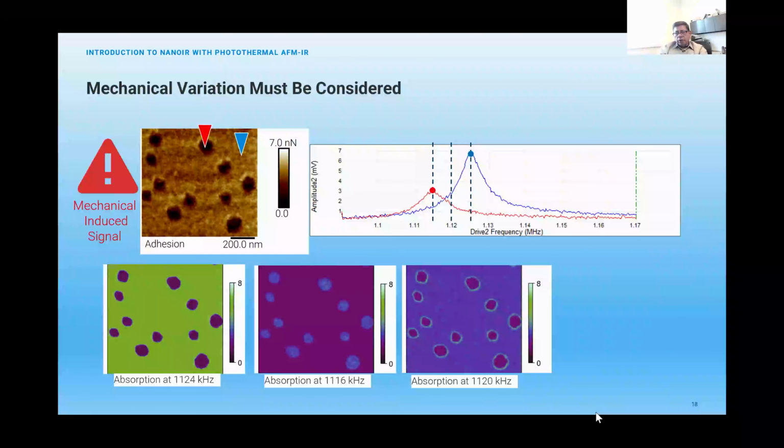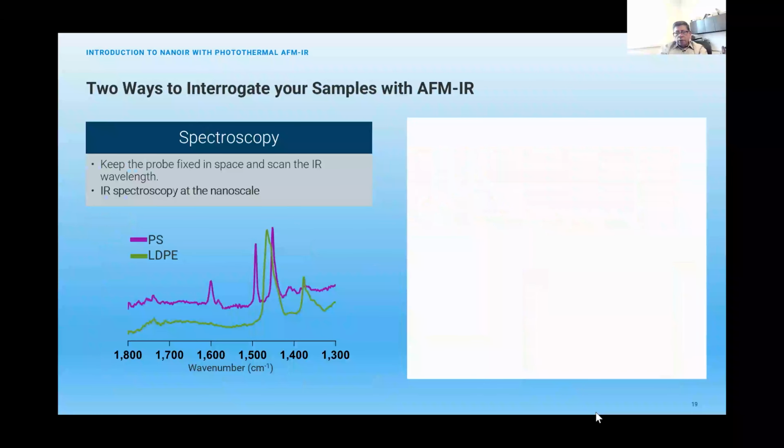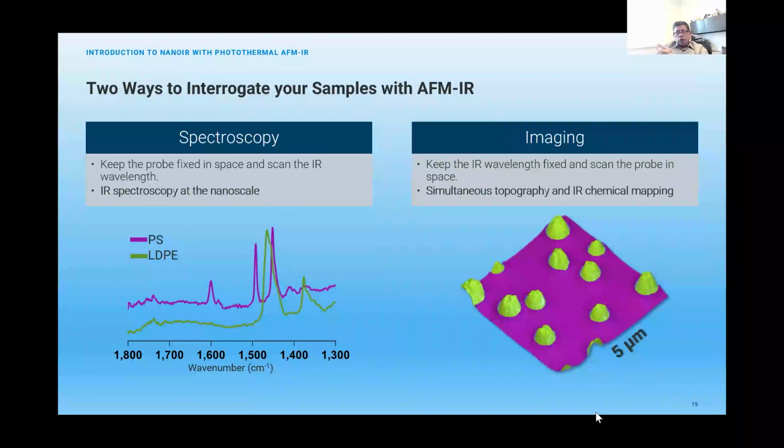So how this technique works is that you can do two things with it. One is you can do spectroscopy. You keep the probe fixed in space and scan the IR wavelength, okay, and then you can get a spectrum. And the second thing is that if you identify the spectrum, you use that specific wave number of that spectrum, and you can input it into the imaging parameters, and you can do the mapping.